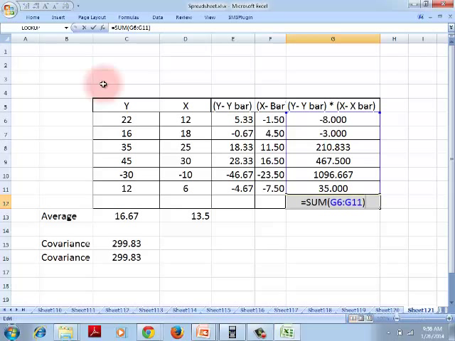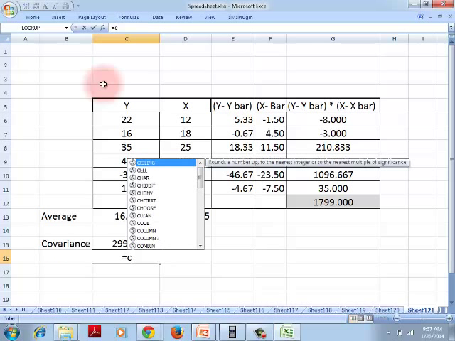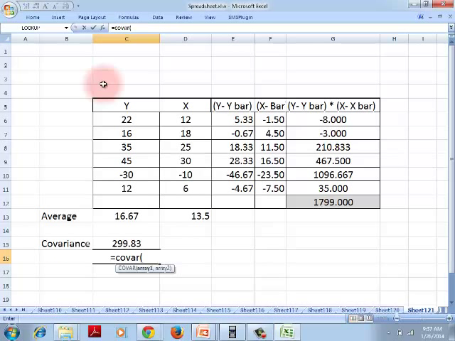How is the total the same? The total did not change, right? Earlier also your covariance was the same. Anyway, once you have the total, which is 1799, divide 1799 by 6, and that gives you 299.83. Now this calculation can be cross-checked using the direct covariance formula provided in Excel. You simply say covariance, first array, second array, enter, and the answer is the same, which means the calculations are correct.